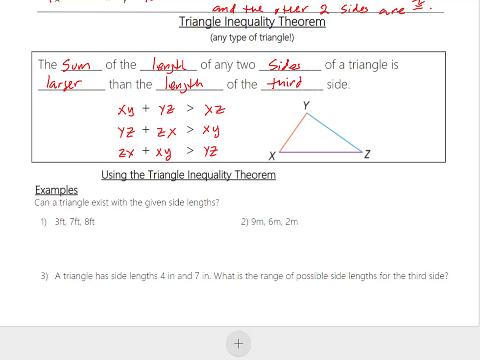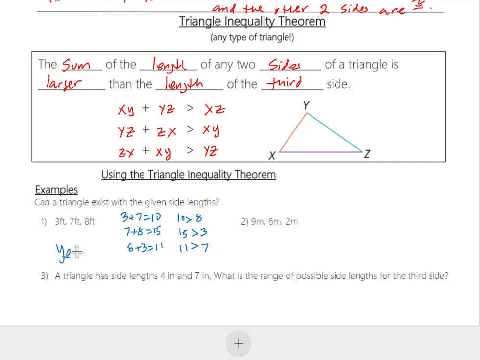If we look at number 2, we've got a 9, a 6, and a 2. 9 and 2 adds up to 11, which takes care of the 6. 2 and 6 adds up to 8, but the 9 is longer than 8, so number 2 actually doesn't give us side lengths that can make a triangle.